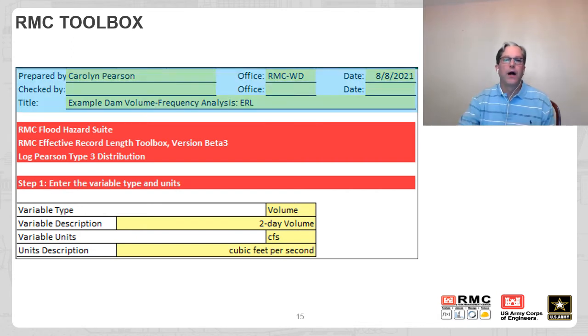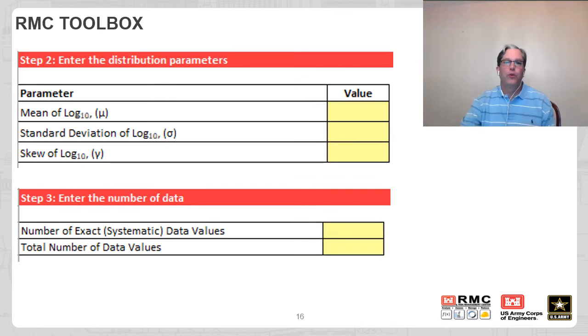And then in step 1, you'll be able to enter some additional basic information to document the variable that you're modeling and the units that you're using for your frequency analysis. In step 2, we can enter the distribution parameters for our frequency curve. These would be the posterior mode values that come from our best fit analysis. In step 3, we can enter the number of systematic data in our record and the total record length. These values will be used by the toolbox to estimate our average gain.